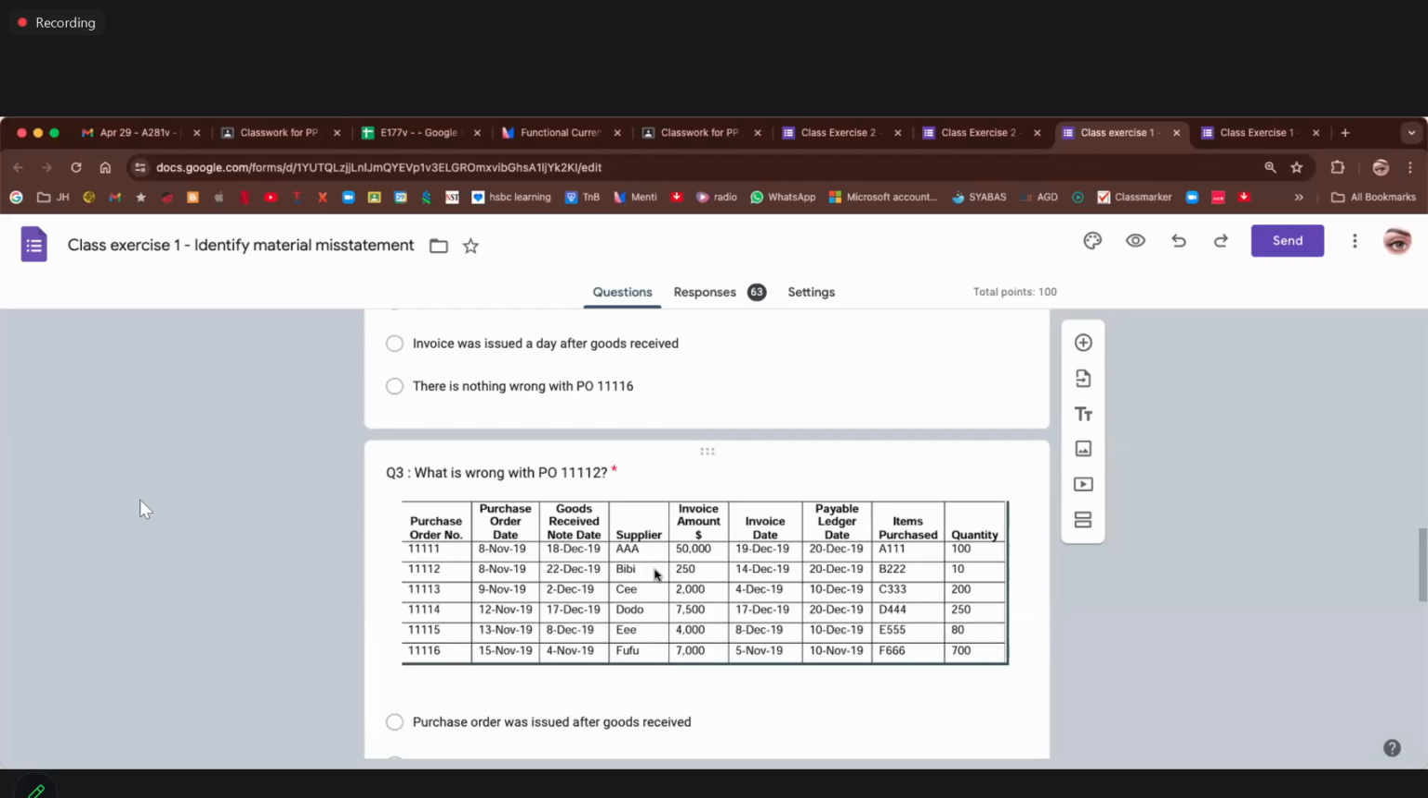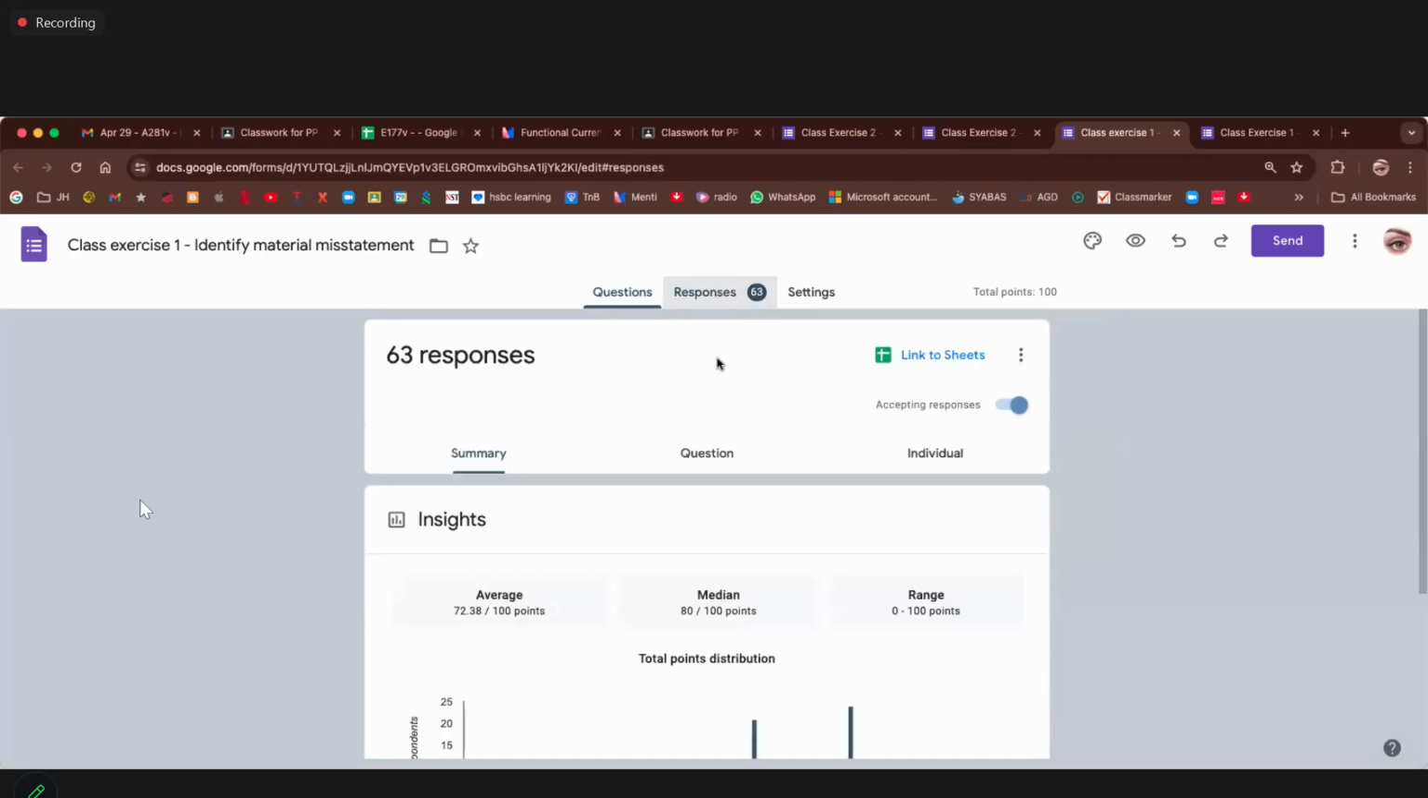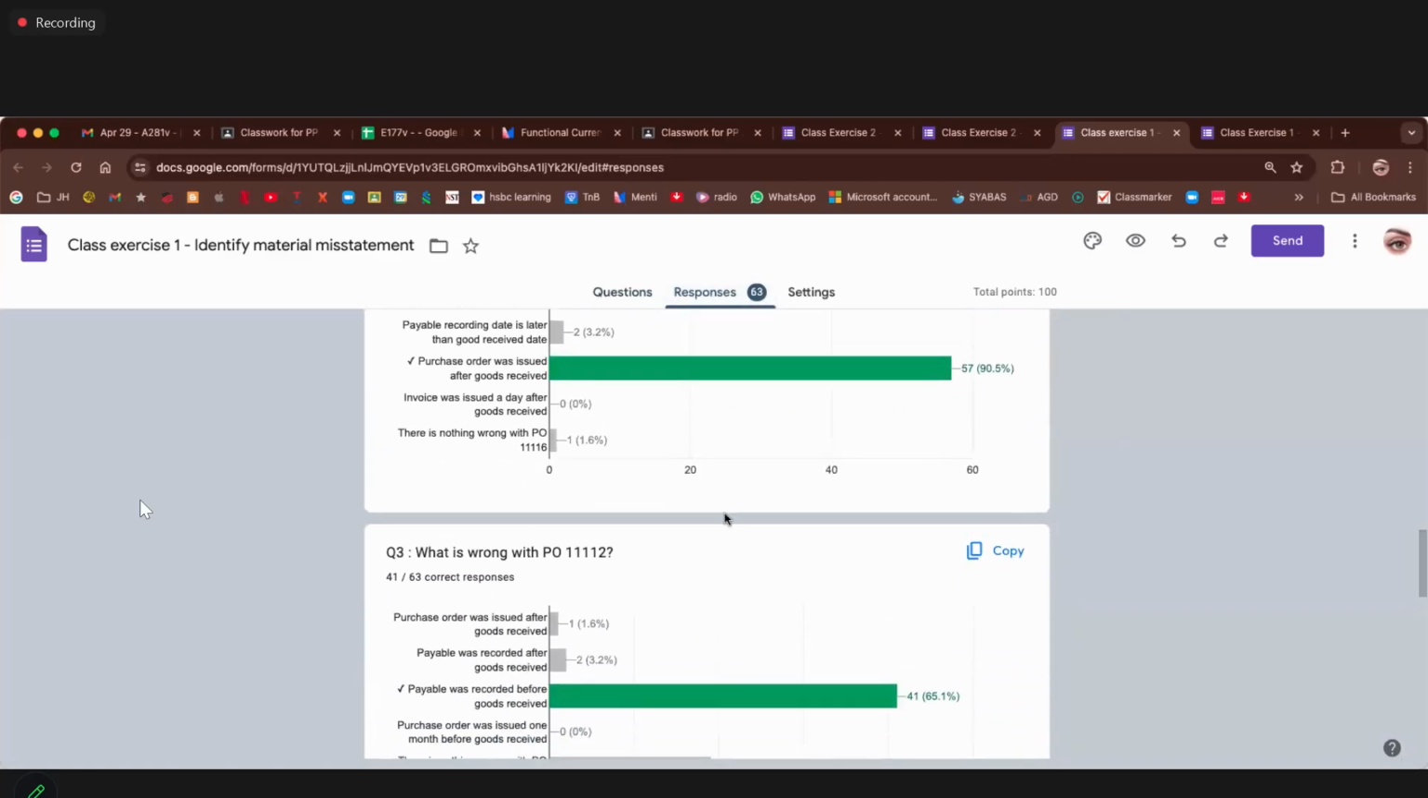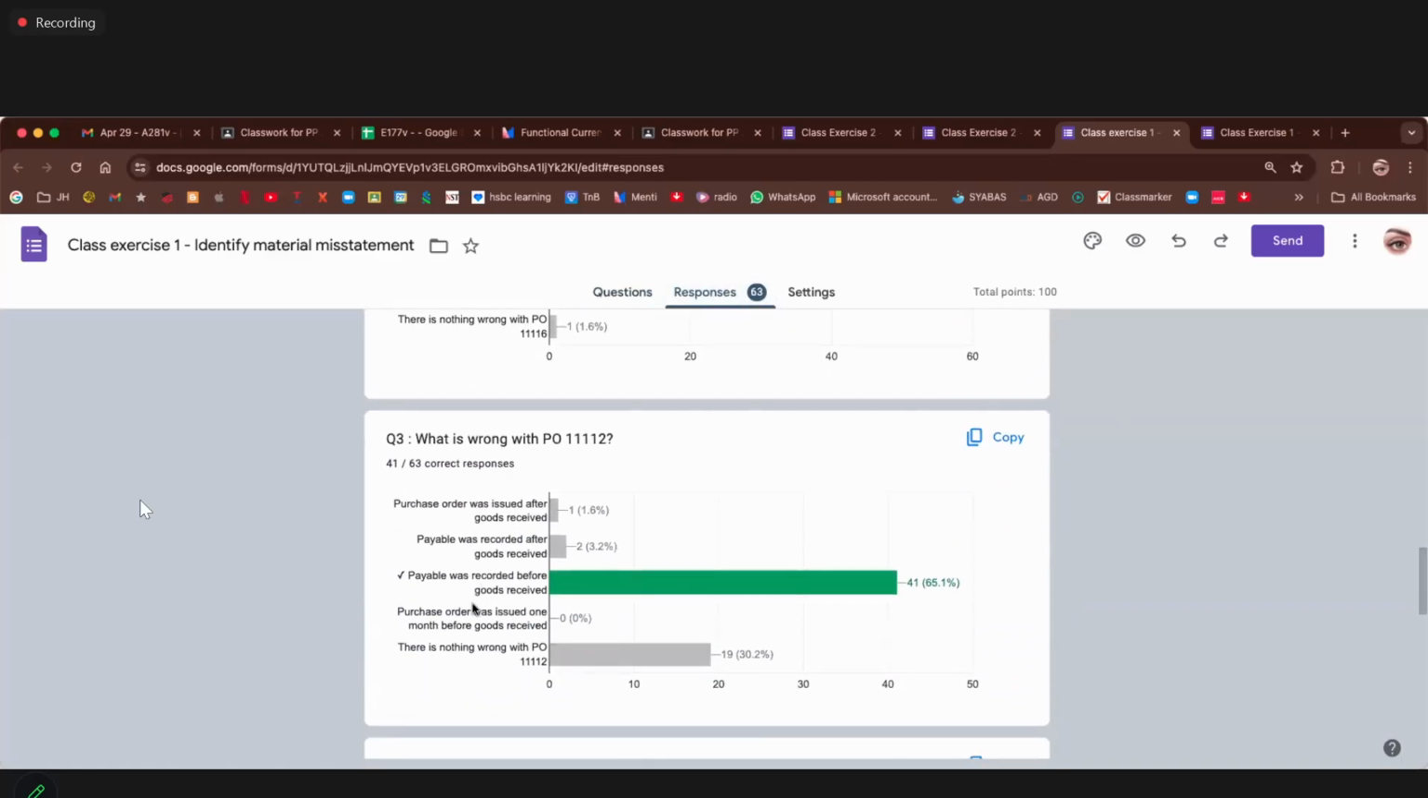What's wrong with PO 11112? So this one is this one. You can see that the purchase order is 8th of November, goods received is 22nd December, invoice date is 14/8. The invoice is before goods received. That's weird. And then the reporting entity recorded it before receipt. This is odd. All right, so this is the problem. So you can see that for question 3, the payable was recorded before goods received. This is the problem.